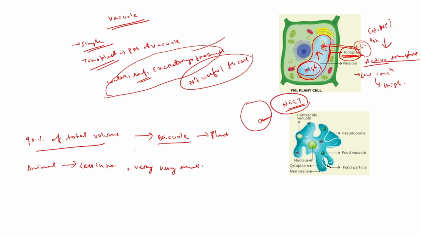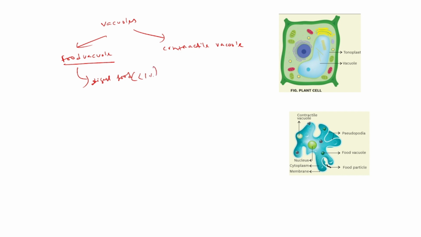So now the vacuoles are mainly of two types. One is called the food vacuole and another is called the contractile vacuole. So what is the food vacuole? Food vacuole simply digests the food like the lysosome, but less than 1%. That means maximum digestion of the food occurs in the lysosome, and a very small amount of the food is digested in the vacuole.